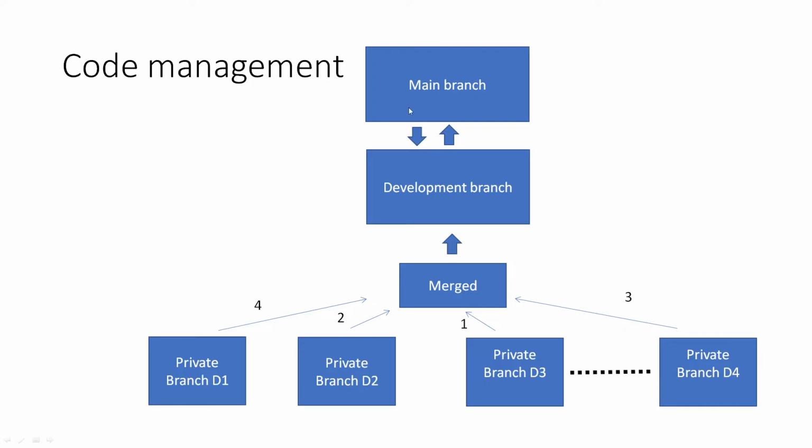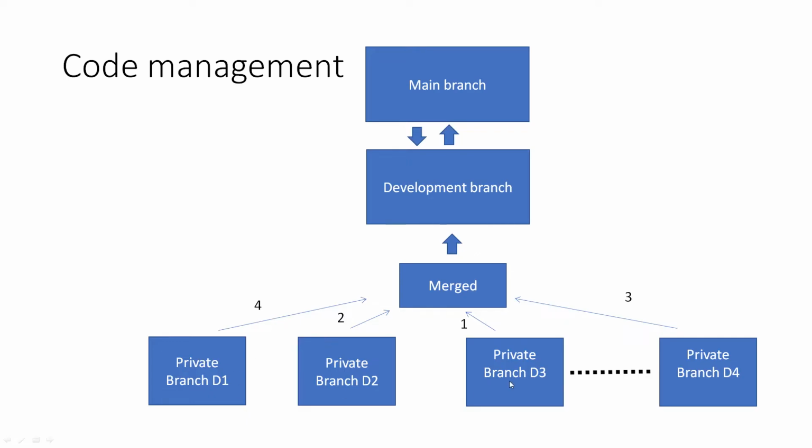From this main branch, if they want to change a particular code or a module, that code will be copied to the development branch, right? All the developers will take a copy of this development branch into their private branch and work on it, right? Once they have successfully worked on it, they will deploy the changes in the private branch, right?